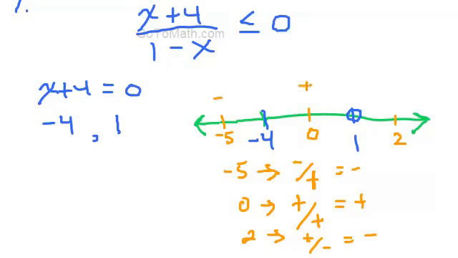Okay, so what I should have been doing is putting our signs above our test numbers there. So remember now that this expression up here, x plus 4 over 1 minus x, must be less than or equal to 0. And so therefore the interval must be negative. So we've got to look at between negative infinity and -4, and then between 1 and positive infinity. Now remember, we cannot include 1. We don't include it.